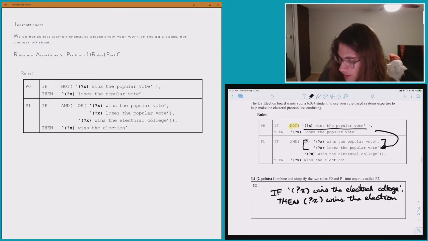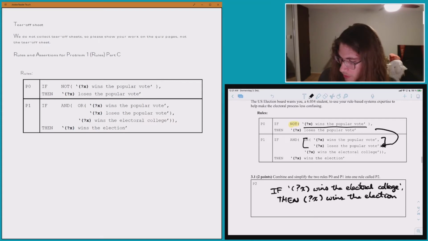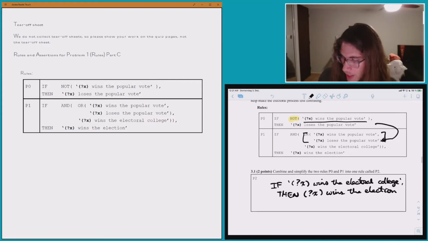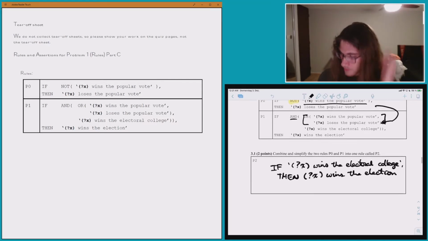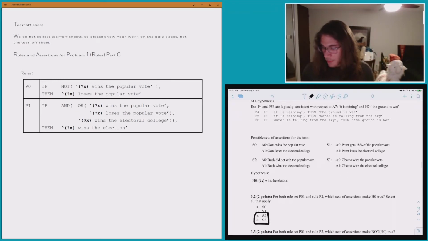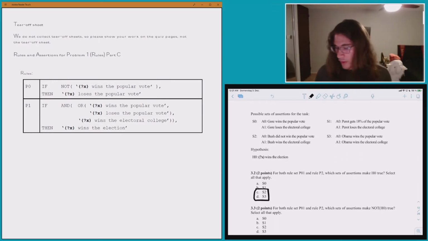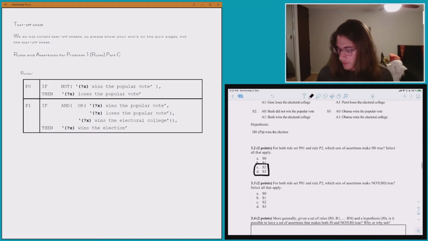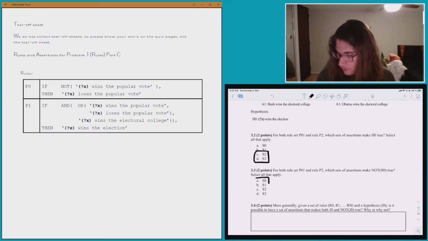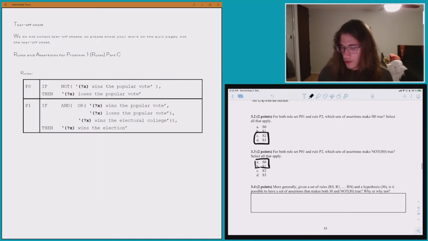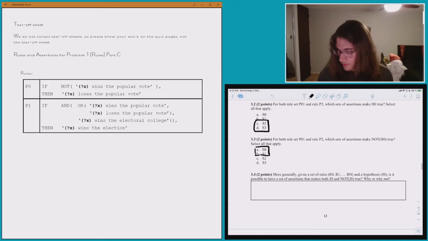Well, in reality, they match with P0, but P1 wouldn't be satisfied because of the AND here. So the hypothesis Gore wins the election or Perot wins the election would never be produced, which would mean that not H0 would be true.